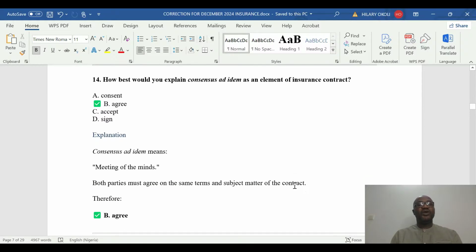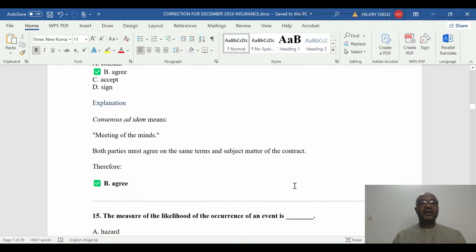The next question we look at says, how best will you explain consensus ad idem as an element of insurance contract? Consensus ad idem is a meeting of the minds, agreement. And sometimes it's not acceptance. Consensus does not mean we accept it, but a little left, a little right, we agree. So the answer is agree. That is B. Both parties must agree on the same terms and subject matter of the contract. They agree before we proceed.